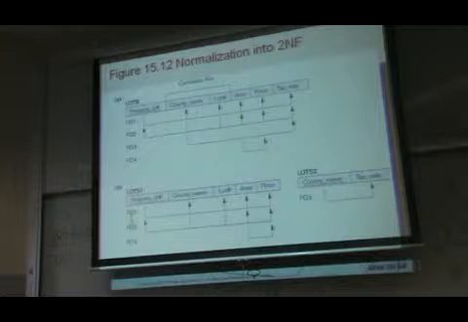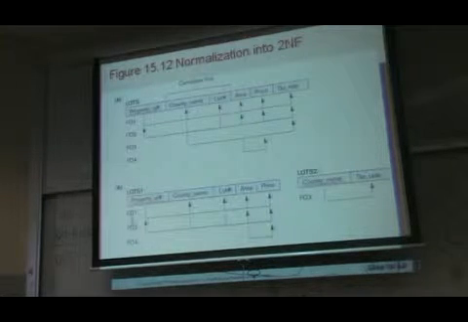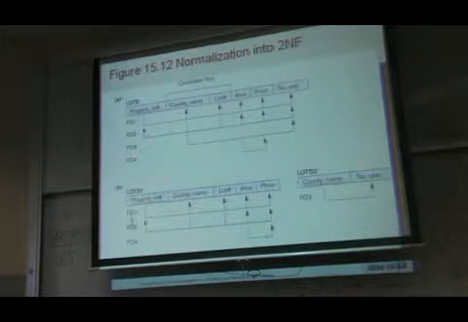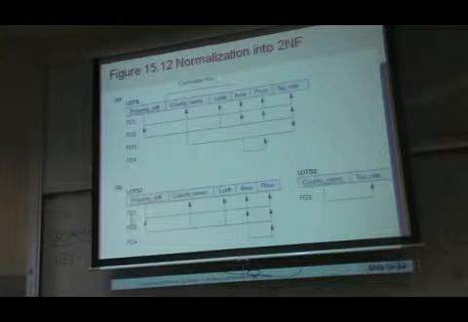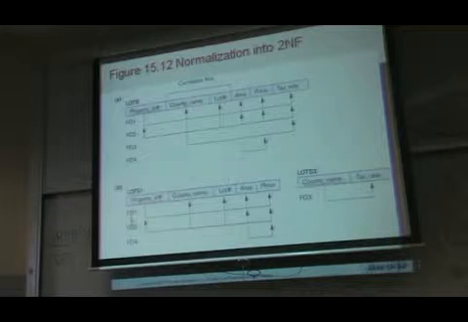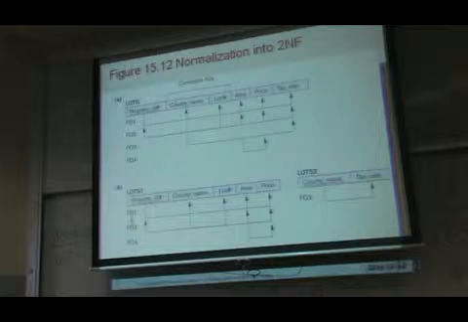Can you find any non-atomic variable? No. All of them are atomic. You cannot divide. What about second normal form? Is it in the second normal form? So what about the functional dependency first?